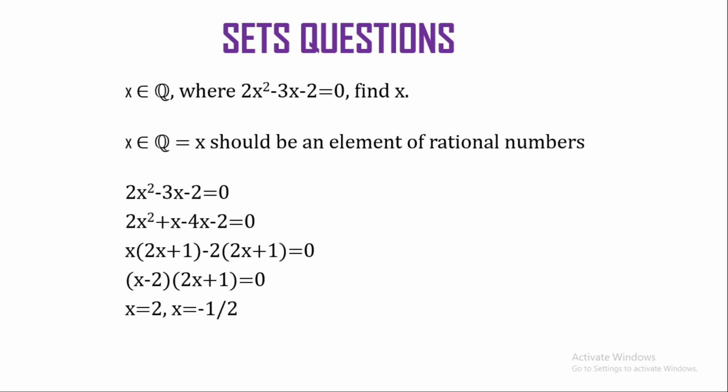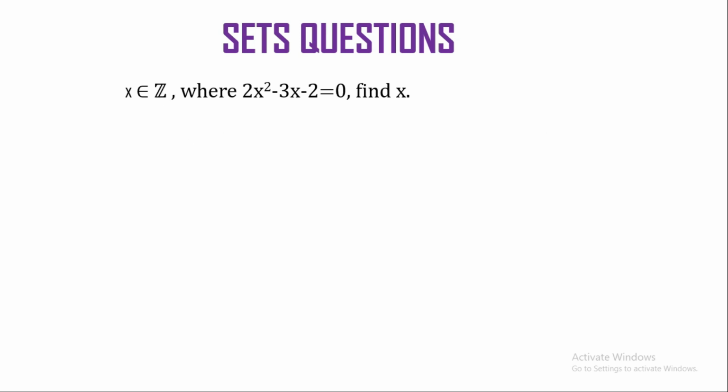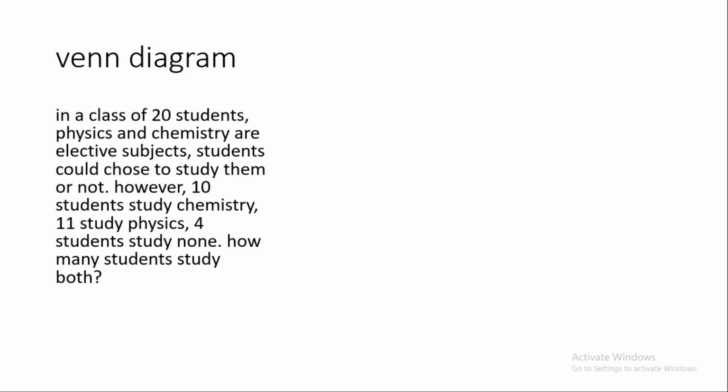Now, since they said x should be an element of rational numbers, 2 and -half are rational numbers, so x equals 2, -half. Try and solve it when the question is if x is an element of integers, and let me see your answer in the comment section.